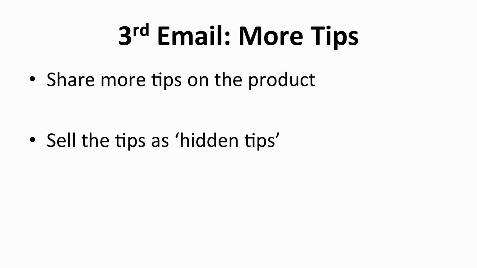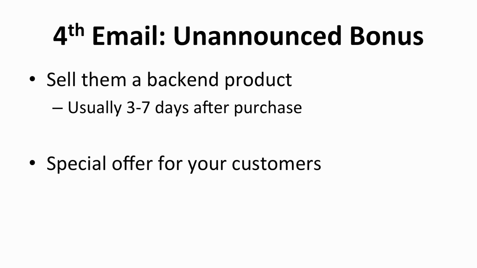The third email should be almost like the second email, which is more tips. But this time, sell those tips as hidden tips instead of just more pointers. Here, you can give them tips for the product that can be applied on top of the original tips that you've shared in the previous email. The fourth email, you have to sell them the big-ticket back-end product.